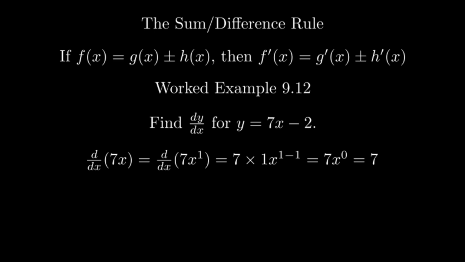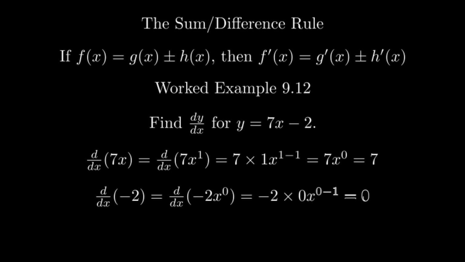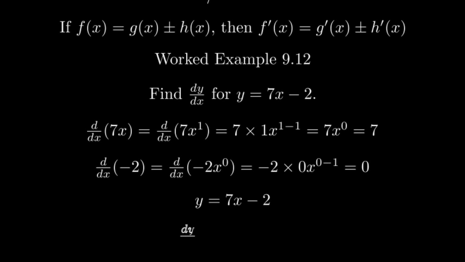Now for the second term, negative 2. What's the derivative of a constant? We can think of minus 2 as minus 2 times x to the power of 0. When we bring the power, 0, to the front, the whole expression becomes 0. So the derivative of any constant is always 0. This makes sense, as a constant function like y equals minus 2 is a horizontal line, and its gradient is always 0. Now we combine our results. The derivative of 7x is 7, and the derivative of minus 2 is 0. So dy by dx is 7 minus 0, which is simply 7.